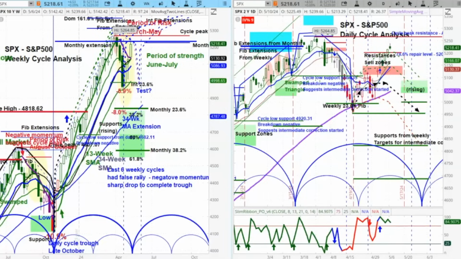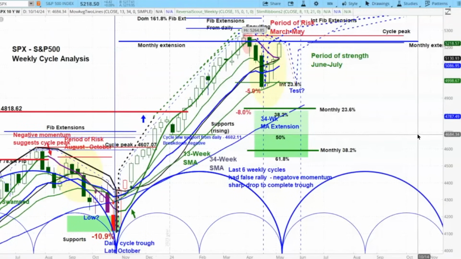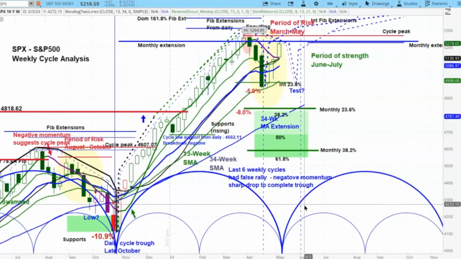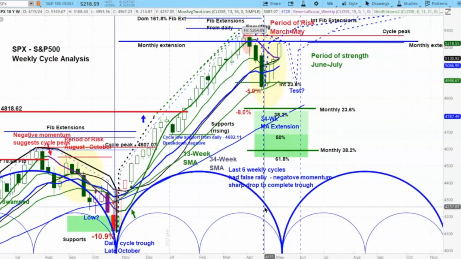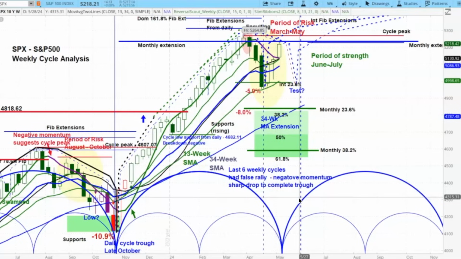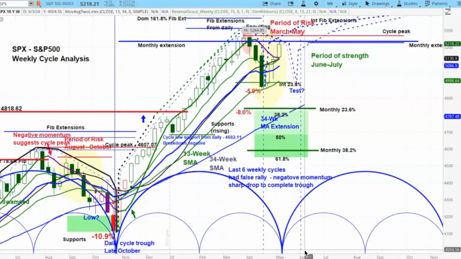So this is the chart of the S&P 500, SPX. I'm going to show you first the weekly analysis in here. And you can see now that we're showing two different projections in here. Now, when you look at these two vertical dotted lines here, this gives you the time frame for the expected trough or bottom in the cycle.